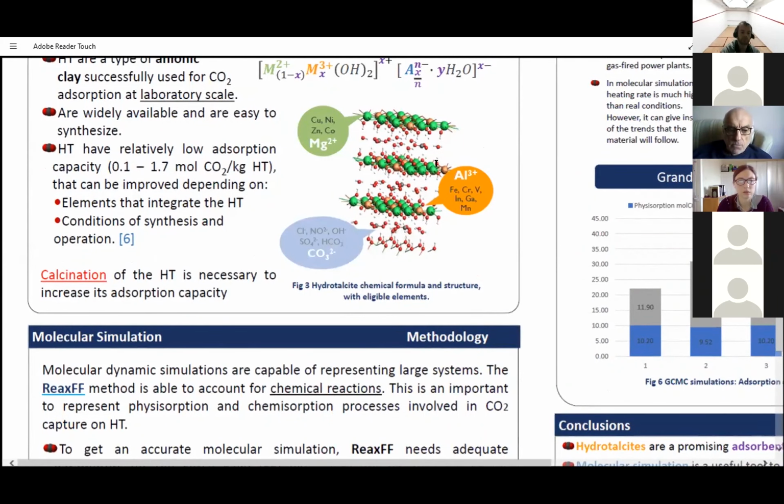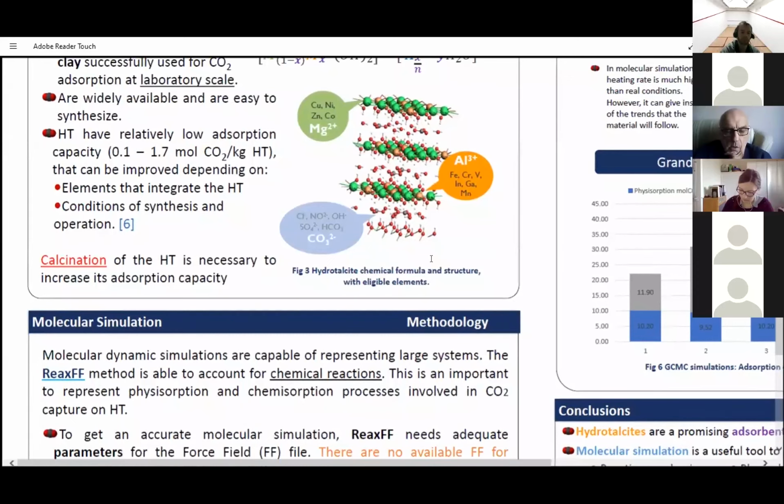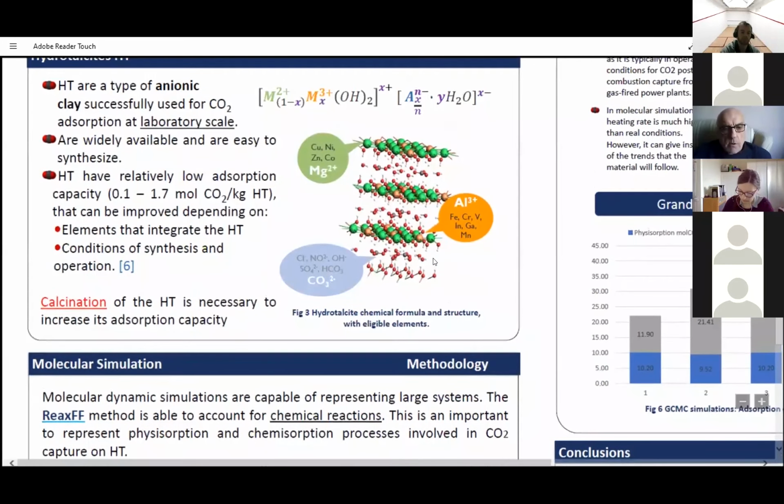So, a disadvantage of this material is that, in contrast with chemical solvents, you could say it has a low absorption capacity. Hydrotalcite has been between 0.1 and 1.7 mole of CO2 per kilogram of hydrotalcite. However, this can be improved depending on the conditions you put it to work and how you synthesize it. So I think the takeaway message of this is that hydrotalcite has many ways of existing, but we're looking at the one that has proven to be the best for CO2 capture so far.